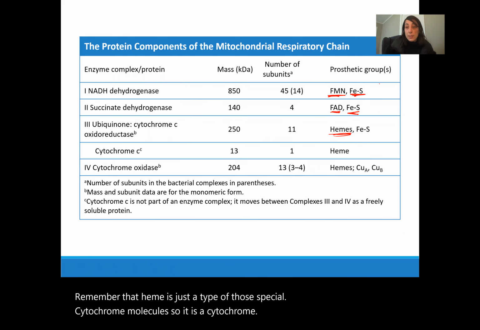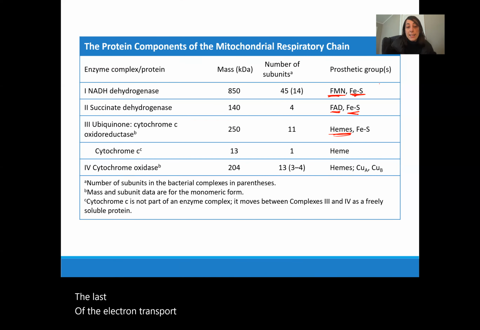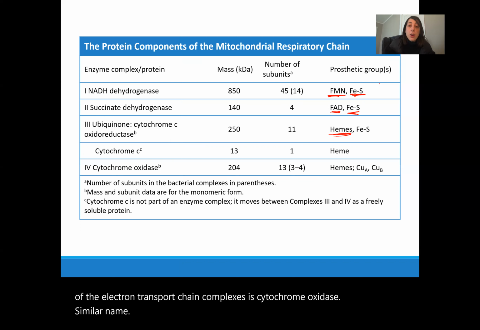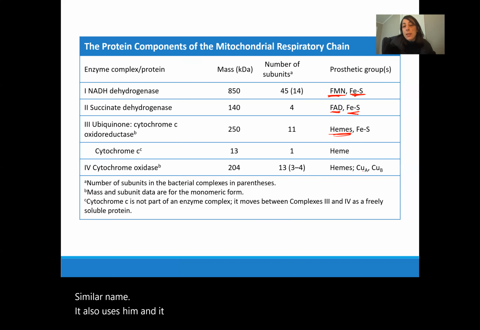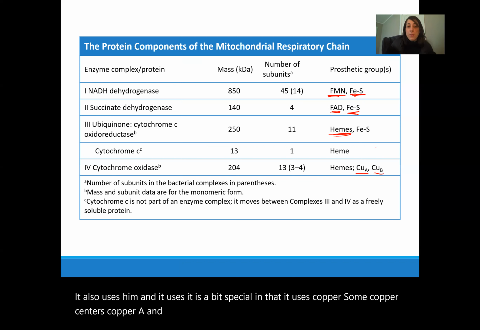The last of the electron transport chain complexes is cytochrome oxidase, similar name. It also uses heme, and it is a bit special in that it uses copper, some copper centers, copper A and B centers, which we'll see when we get to that.